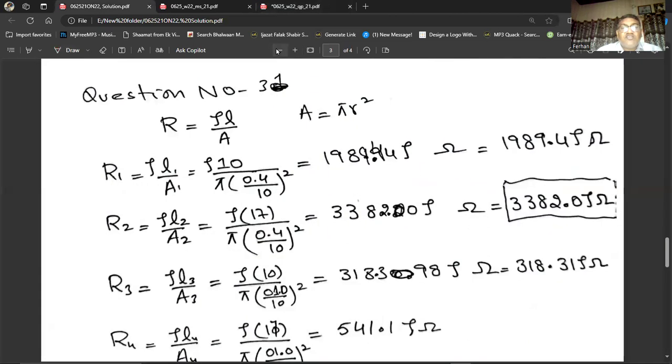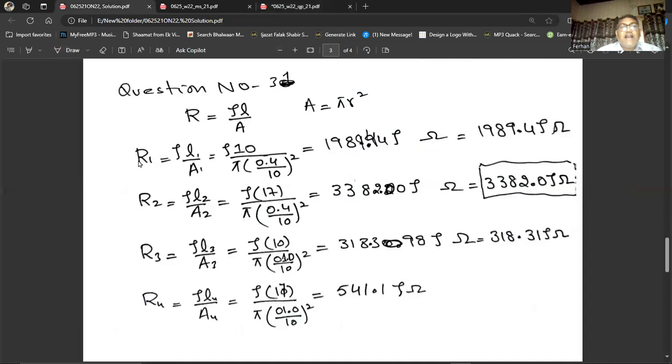So let me show you how this is done. Okay, so here the resistance R1 will be rho L1 by area 1. Its length is 10. Its radius will be 0.4 divided by 10 centimeter, and now I will take it square. And my answer will be 1989.4 rho ohm. Okay, R2 will be equal to rho multiplied by 17. Its length is 17 divided by pi divided by 0.4 over 10 and square, and that will be 3382.0 rho ohm.